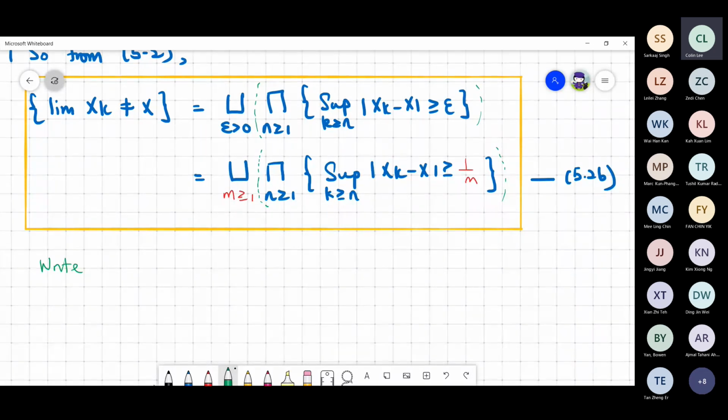Okay, so Adam, this is the same equation. It's just that I bring this inside, become a sup right there. So let's look at this inside here. So what we can do is, let's say we just simply write Cn to be this supremum of k larger than n, |xk minus x| greater or equal to epsilon or 1 over n, doesn't really matter. Okay, you can look at it.